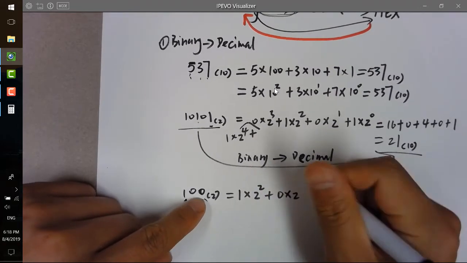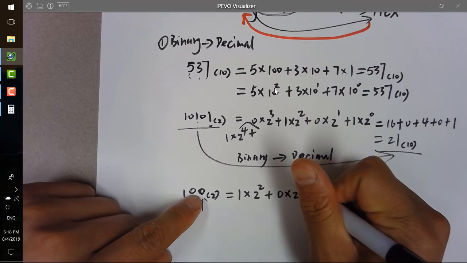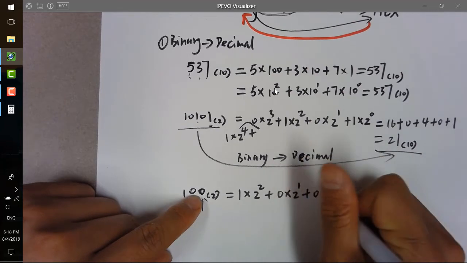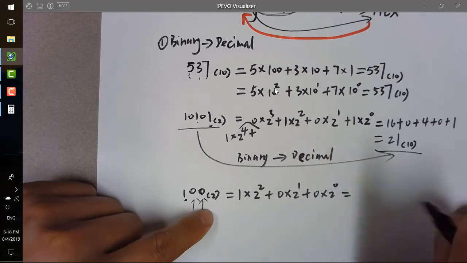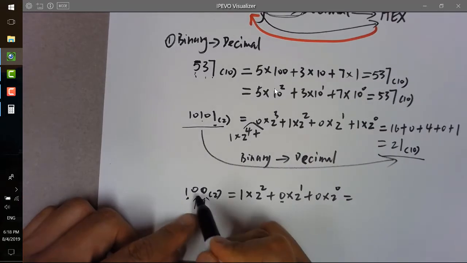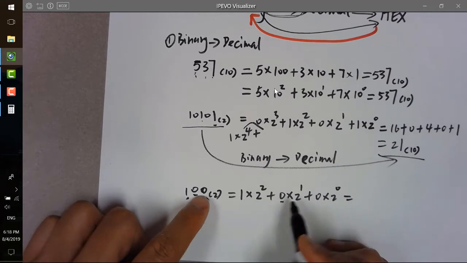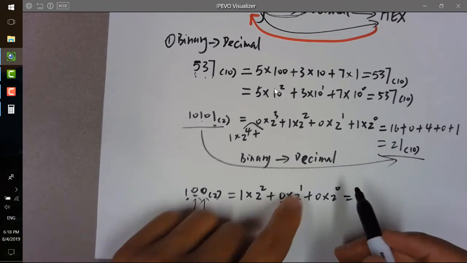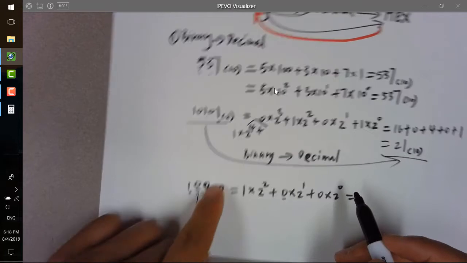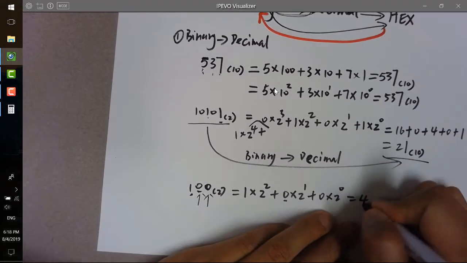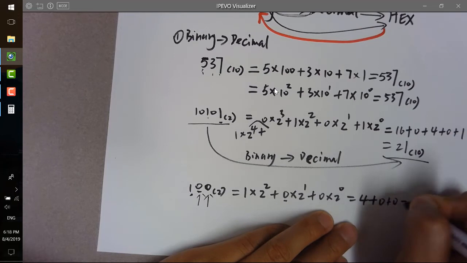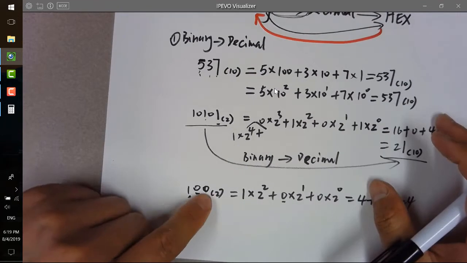times 2 to the power of 1, plus 0 times 2 to the power of 0. Okay, because after this digit there's only 1 digit, so we put a 1 here, and after this one there's nothing, so we put a 0 here. So finally this is 4 plus 0 plus 0, which is 4, and we know 100 is going to be 4, right?